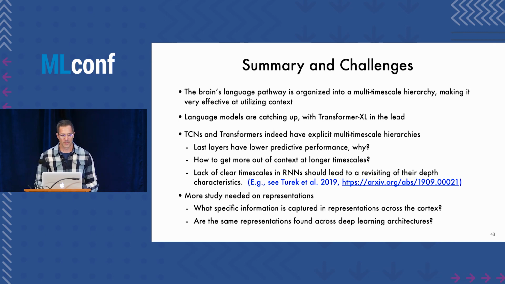All right. So I didn't say a lot about representations. There's a lot more that we need to understand about that, like what specific information is captured across the brain in terms of representations. There's some evidence of what's in the semantic spaces and so on, but a lot more needs to be done. And we don't know if the same precise representations are captured in these deep learning architectures, and that's something that we're studying right now. So I hope to give an update on that in the near future.